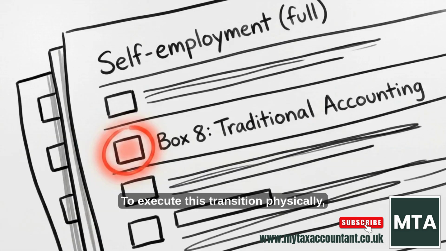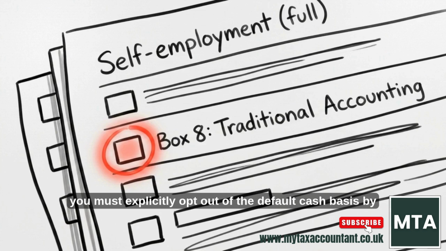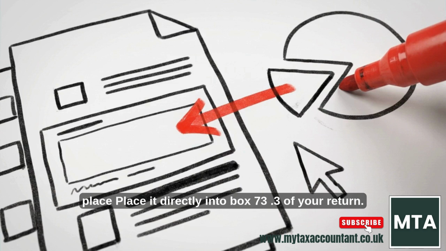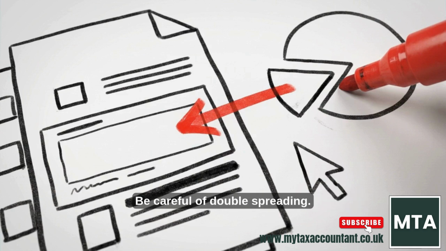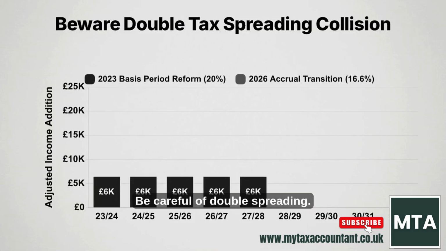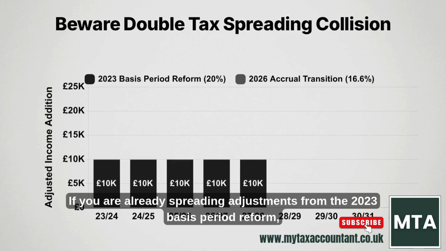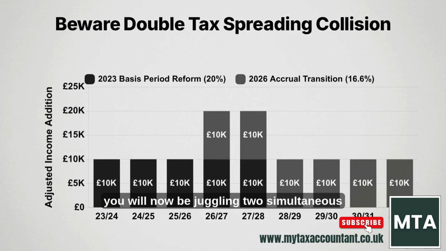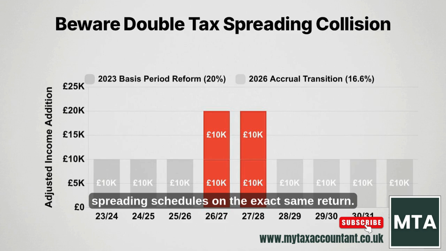To execute this transition physically, you must explicitly opt out of the default cash basis by ticking box 8 on the SA103F full self-employment pages. You then take that 1/6 transition profit we calculated earlier and place it directly into box 73.3 of your return. Be careful of double spreading. If you are already spreading adjustments from the 2023 basis period reform, you will now be juggling 2 simultaneous spreading schedules on the exact same return.